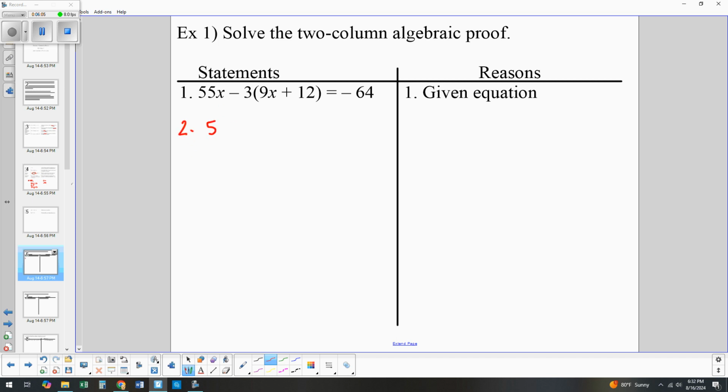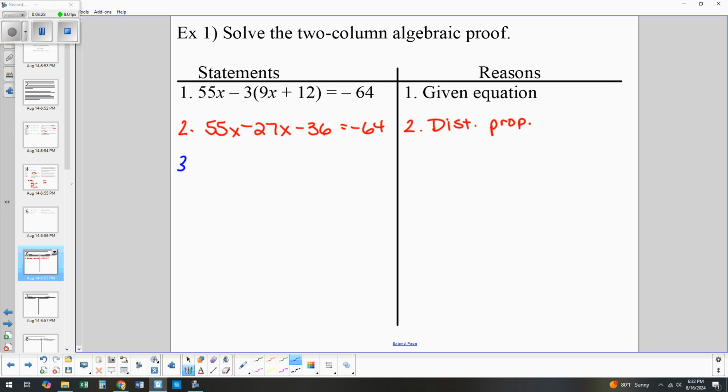So if I were to actually do the math that I would be doing to solve, I would end up with negative 27x minus 36 here. And what I have used is the distributive property. So the reason this line exists is because of the distributive property.